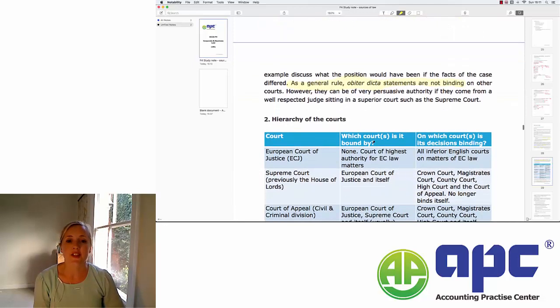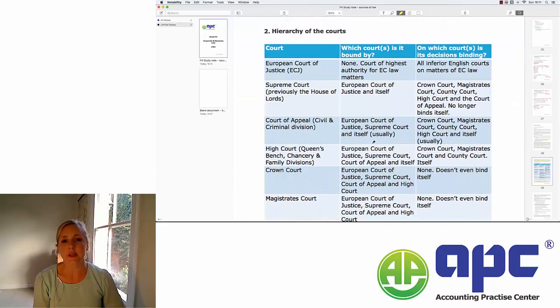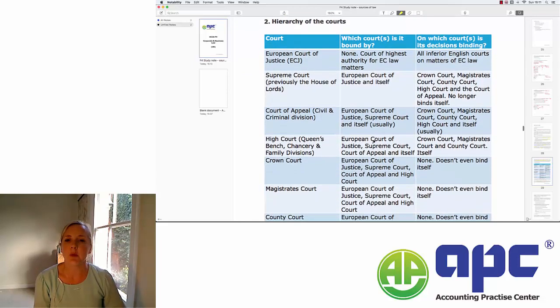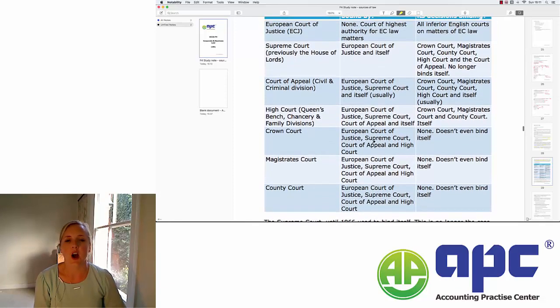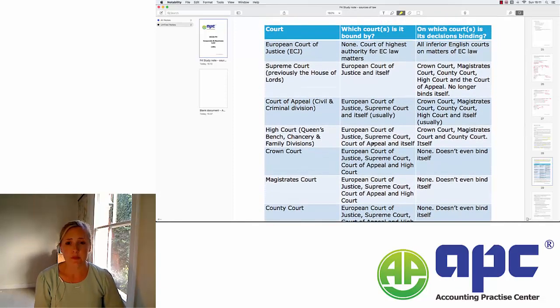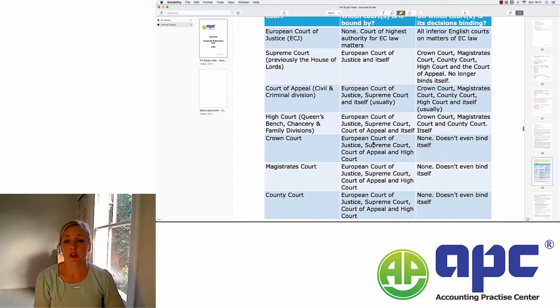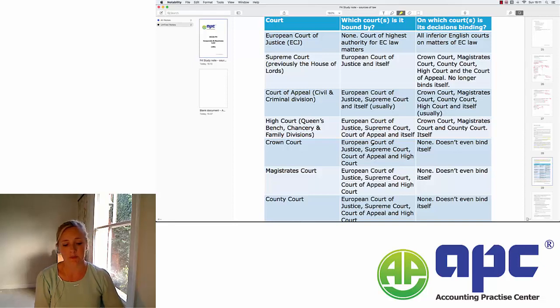The second thing to look at is the hierarchy of the courts. So we've looked at this a little bit last time in terms of the structure, but this table basically sets out for you in a very neat way which courts bind each other and which decisions of lower courts are binding on it. So I started off at the top of this diagram with the highest court, our highest domestic court, which is the Supreme Court, but I've also popped in front of it the European Court of Justice, because as we know, on European Union matters, the European Court of Justice is the highest authority. We're going to talk about that in a little bit more detail later, so don't worry about that too much now. So on European Union law matters, the European Court of Justice is the highest authority.